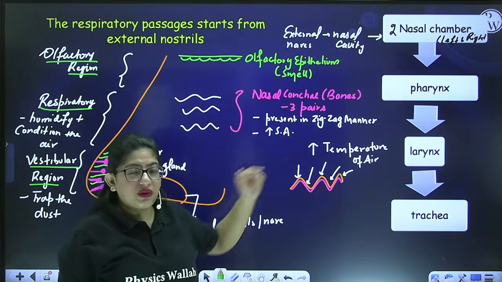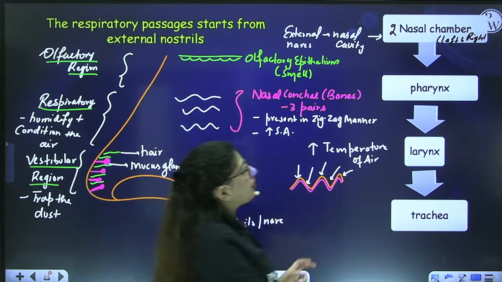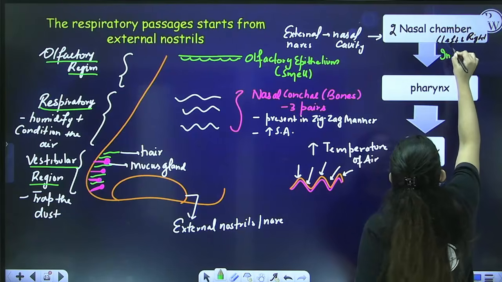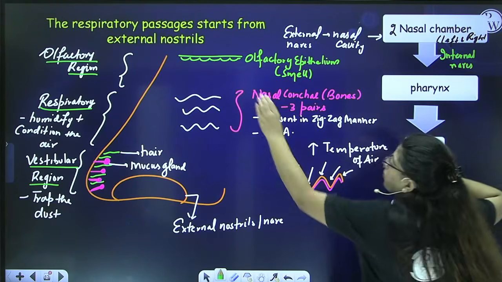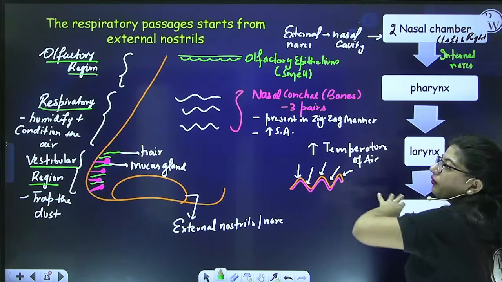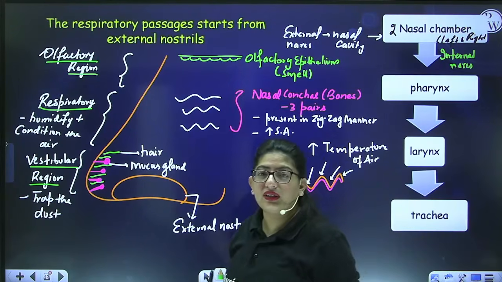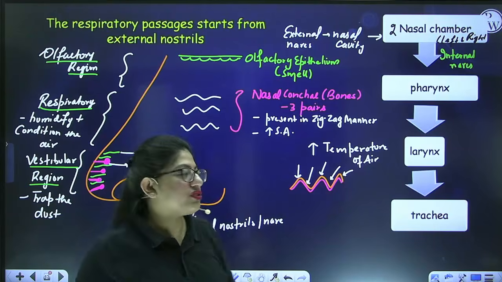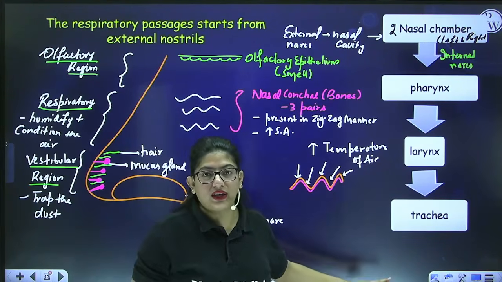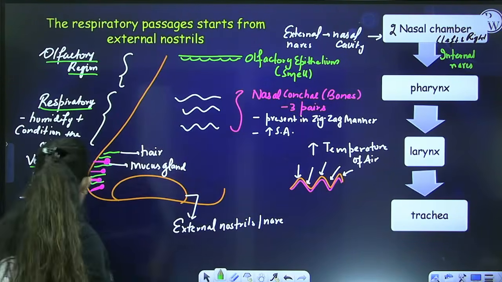Fine. So now this external nose leads to the nasal cavity, divided into two nasal chambers. Now the nasal chamber will lead to the pharynx, but in between them the internal nares will be present. They will open after this, and this opening will lead to the pharynx that we have done in digestion. Pharynx is a common chamber for food and air, which will lead to the larynx, and the larynx to the trachea. Let's see how it happens.